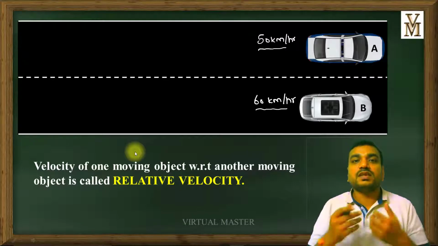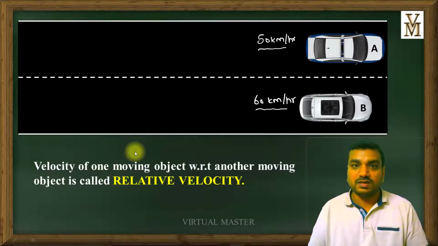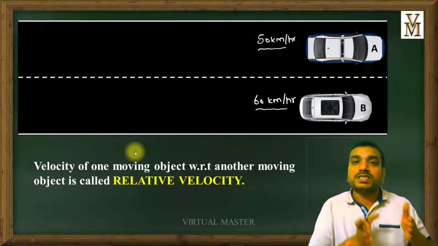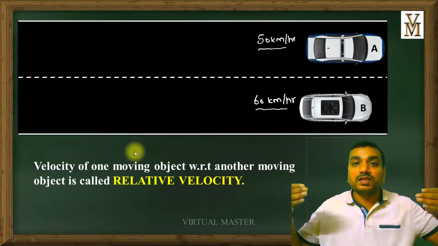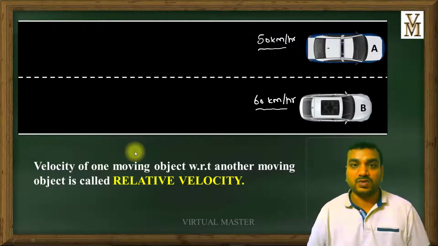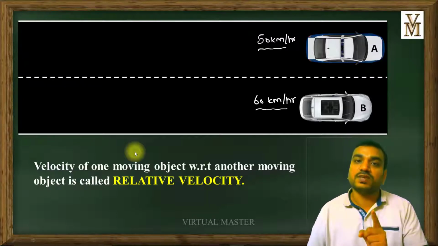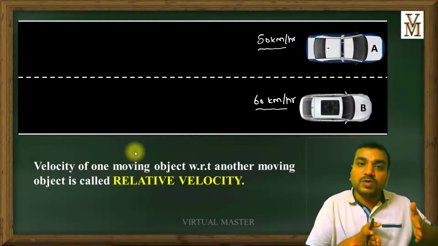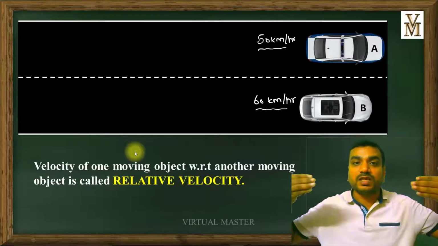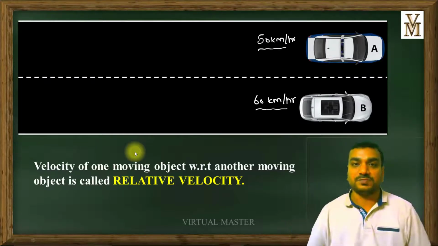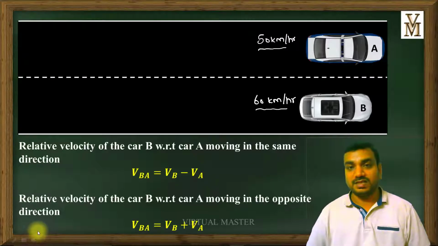Now, how to measure the relative velocity of an object? There are two cases to measure the relative velocity of an object. The objects can be moving in the same direction or the objects can be moving in the opposite direction. Okay, there are two cases. In the first case, the objects can be moving in the same direction. In the second case, the objects will be moving in the opposite direction. Okay, so we have a different formula for both the cases.